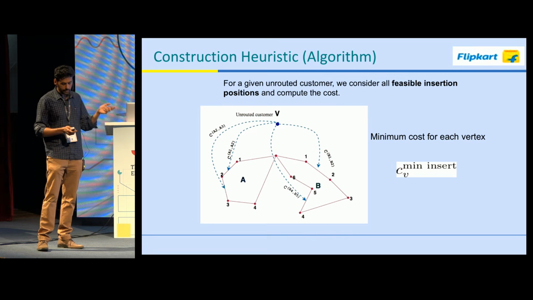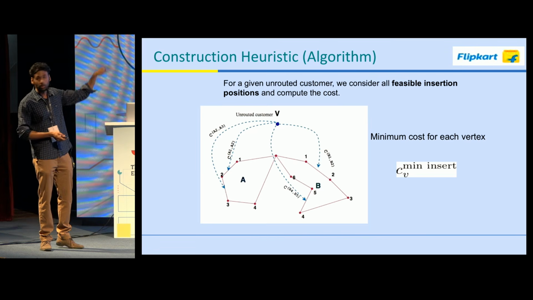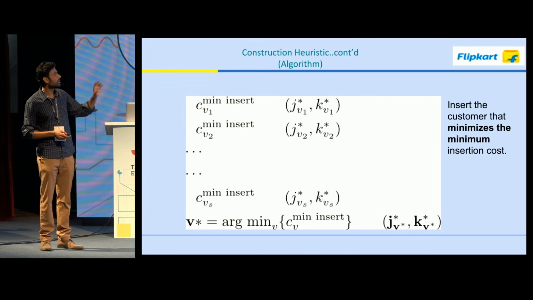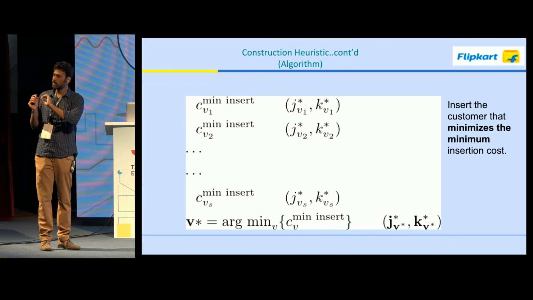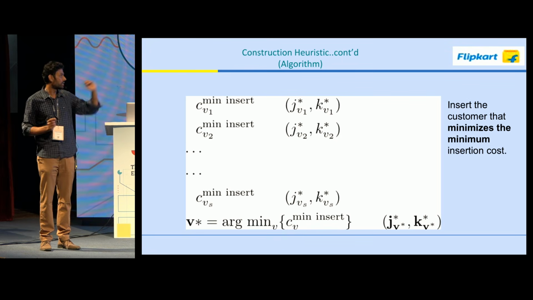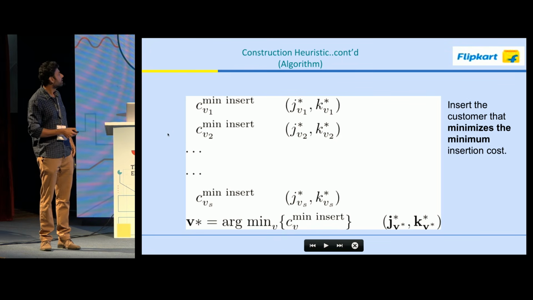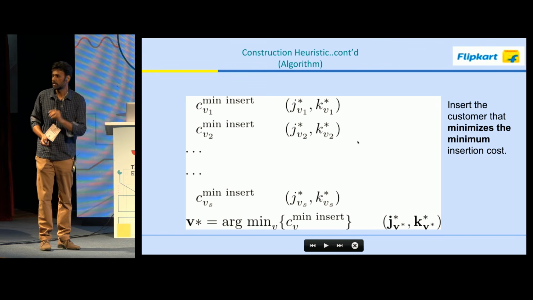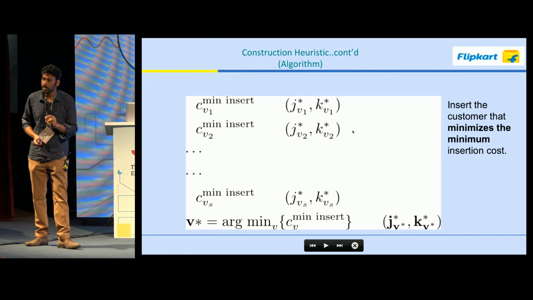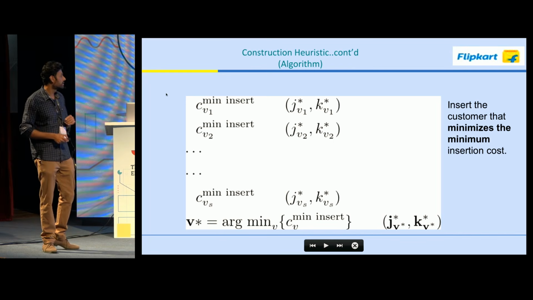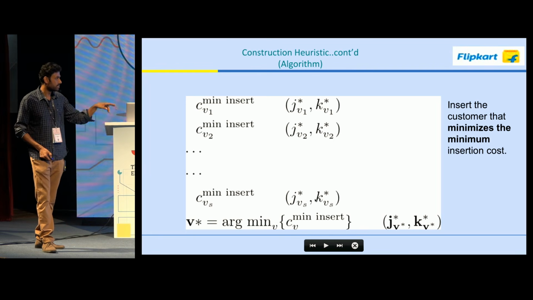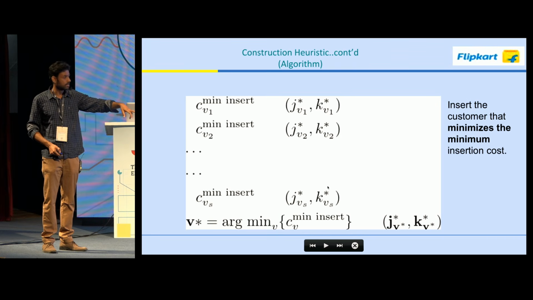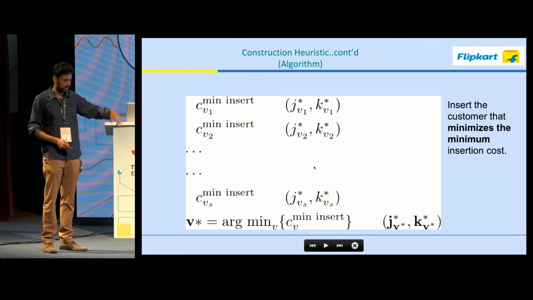Okay, let's get back to the algorithm, right? So we go around, we look for feasible points, we compute the cost. Then what we do is compute the minimum cost for each of the unrouted customers. So if there are V unrouted customers, we compute the cost for all of them, minimum cost. And then these are the insertion locations corresponding to the minimization of the cost. And then we choose the minimum of the minimum. We insert the customer which has the minimum of all of these insertion costs, at the insertion location given by that.